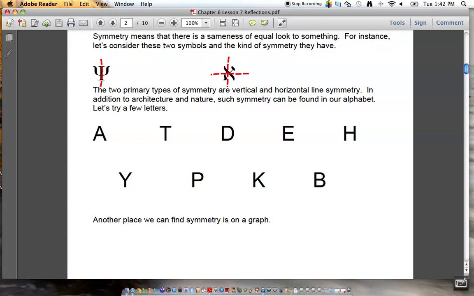Now, what about A? Does A have vertical line symmetry? Yes. Yeah, go right down the middle there. What about T? Yes. What about D? No. E? No. H? Y? No. K? B? Now, I want you to circle on your paper all of the ones that have horizontal line symmetry. Think of you and your significant other on the beach with a puppy.